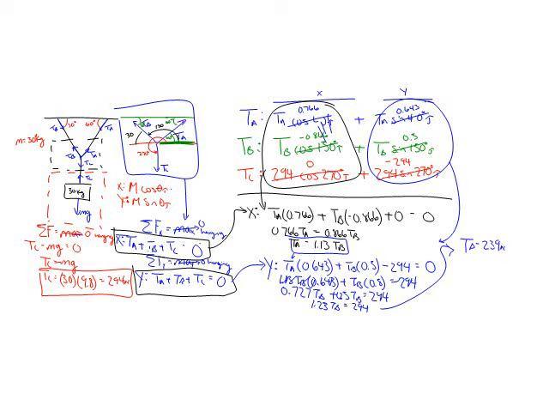So I've got TC solved. I got TB solved. All I need is TA. So what am I going to do to find TA? Plug it in. Plug it in right here.